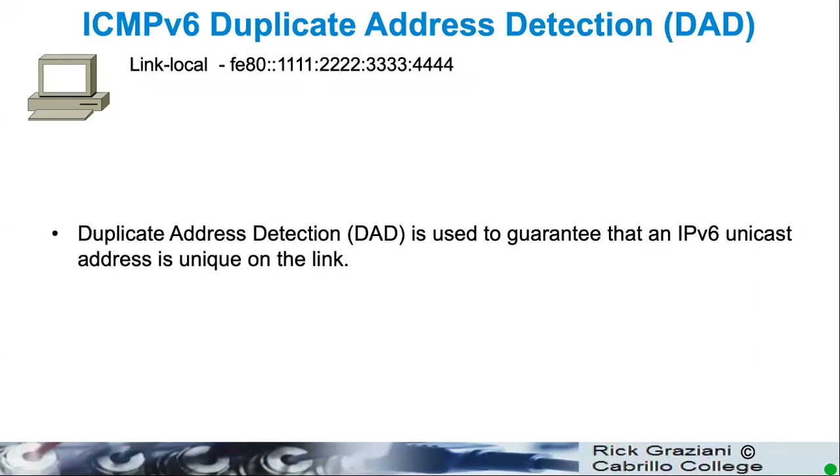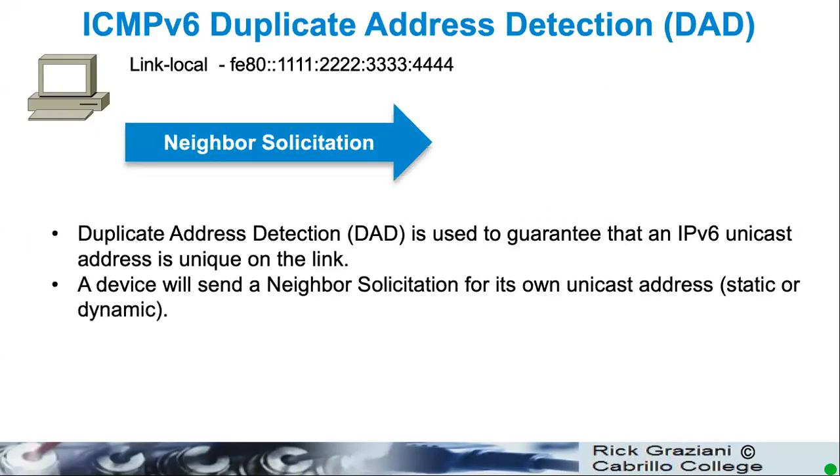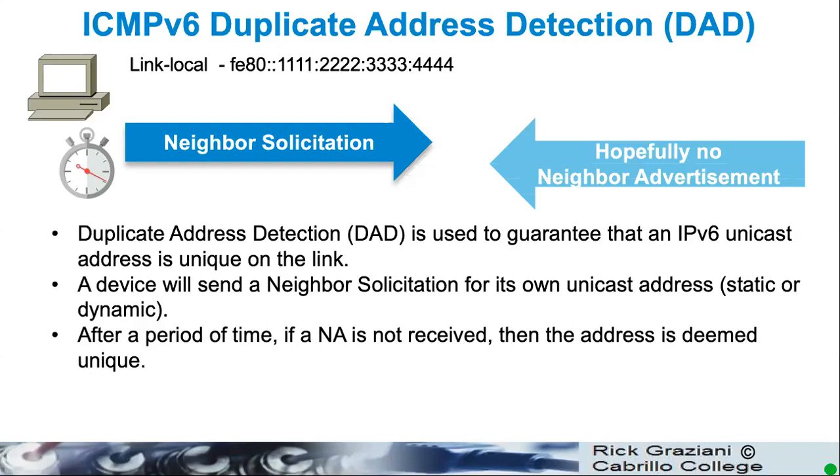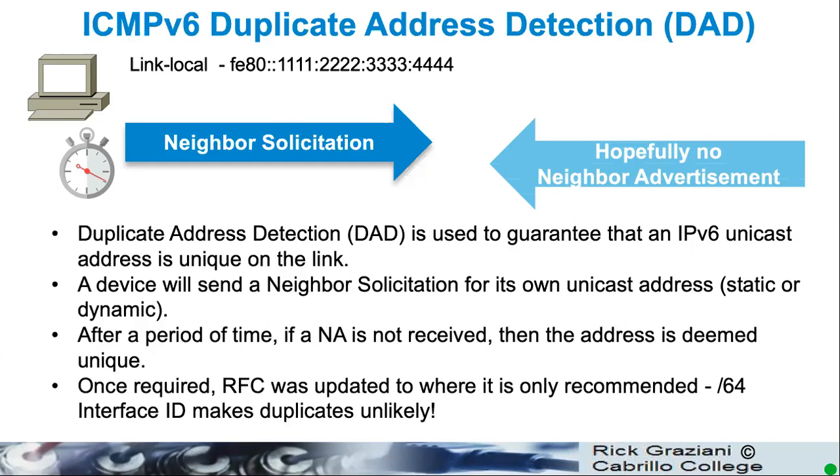So let's take this link local address that was assigned automatically to this device. And we'll send out what's called a neighbor solicitation message. We've talked about these before, but that's basically like an ARP request in IPv4. It's actually saying, hey, whoever has this IPv6 address, send me your MAC address. Of course, it's hoping that it doesn't get a reply, which is a neighbor advertisement message. It's hoping no device will say, hey, that's my IPv6 address, here's my MAC address. So we'll wait a certain amount of time, and hopefully it won't get that neighbor advertisement message, and then it can say, if I don't get that neighbor advertisement message, then I know that this address is unique.